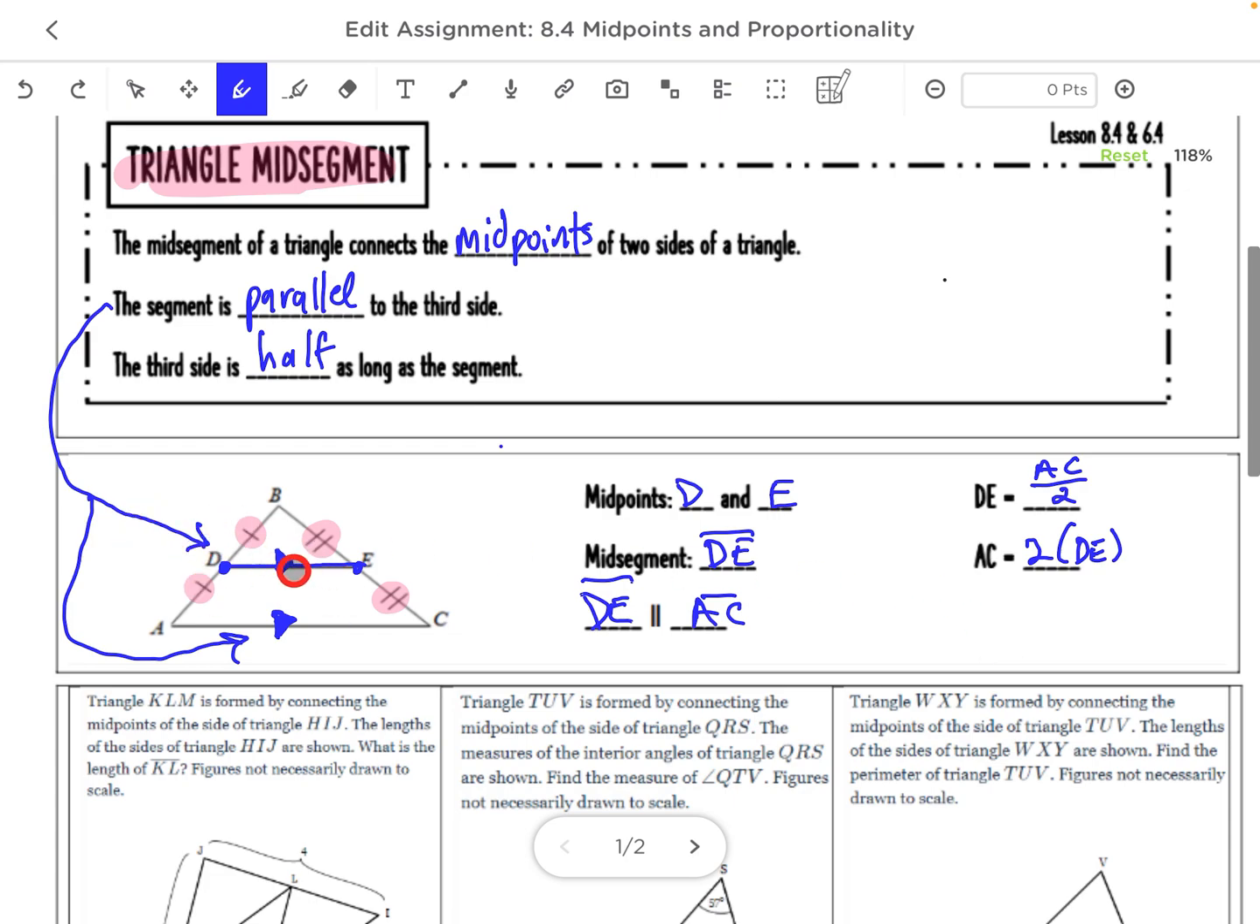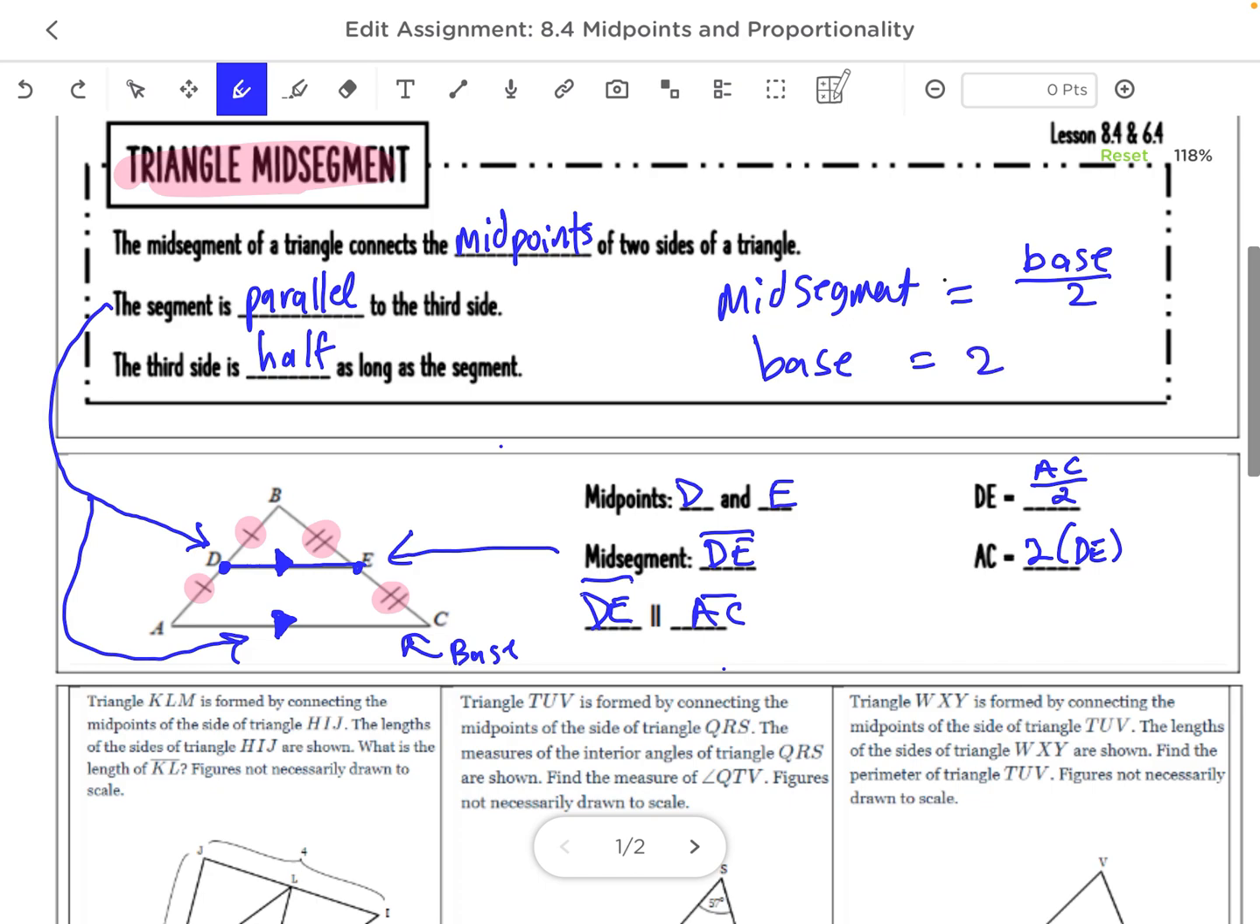If I start with the mid segment and I want to find this part, I just multiply it times 2. Or if I start with this and I want to find that, I do the opposite of multiplying, I divide. So this mid segment is going to be equal to the base divided by 2. This is called the base, and this is the mid segment. Or if we start with the mid segment, the base is equal to 2 times the mid segment. So that's the relationship. This is half of this. Keeping that in mind, let's get right into some practice.